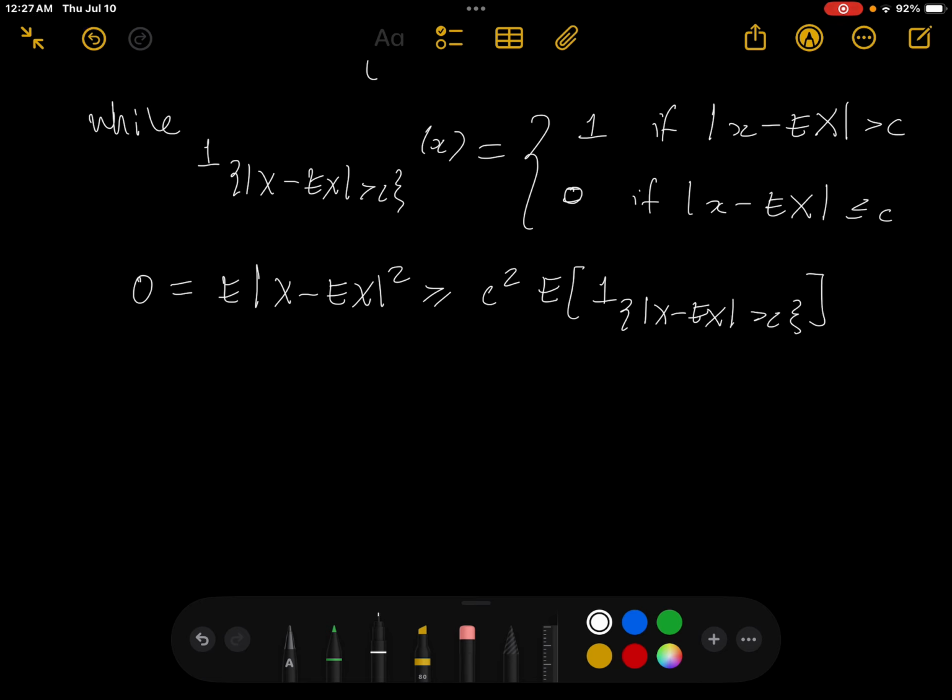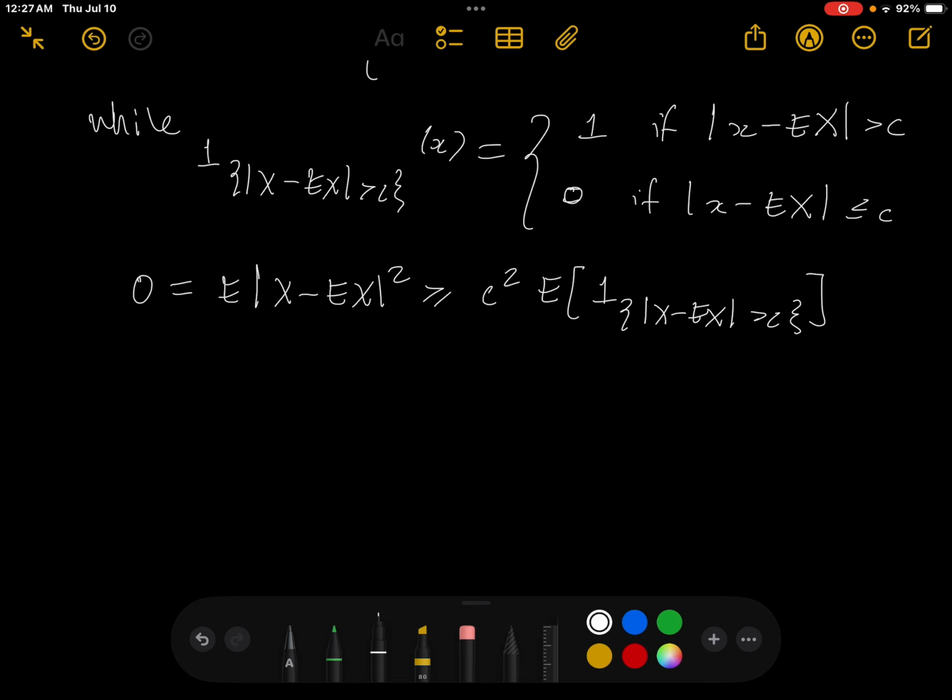And just to be clear, we know this because if you have two random variables, x and y, and x is always greater than or equal to y, then the expectation of x is greater than or equal to the expectation of y. That's just a fact about, it basically follows from the definition of the expectation.